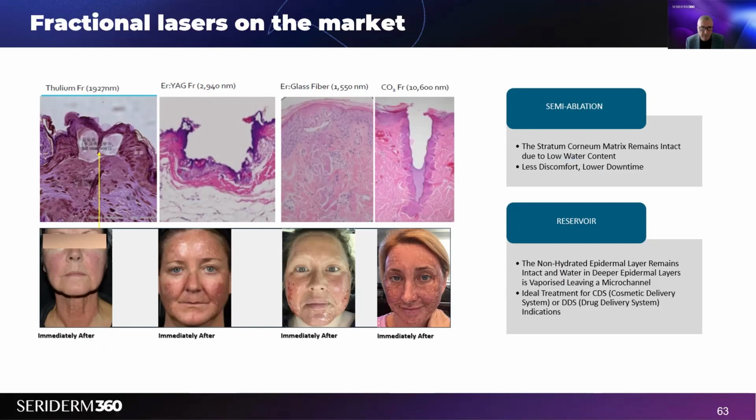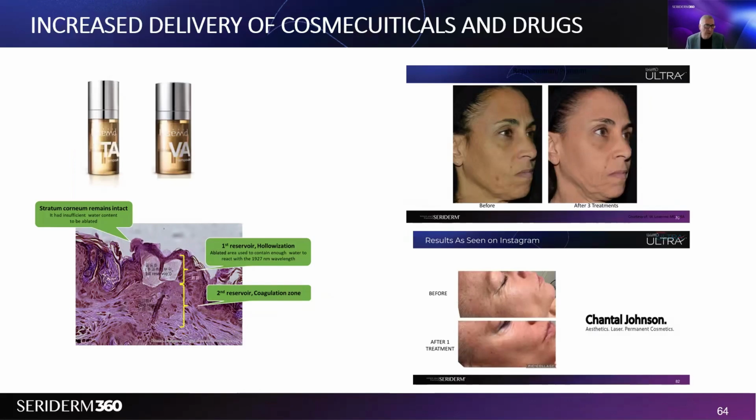So we can select different products, maybe like tranexamic acid, vitamin C, vitamin A. And what it allows us to be able to do is deliver higher doses of that cosmeceutical or drug into the tissue. I think there's an episode coming up, a third episode, where I'm talking about this type of laser and the technology behind it.